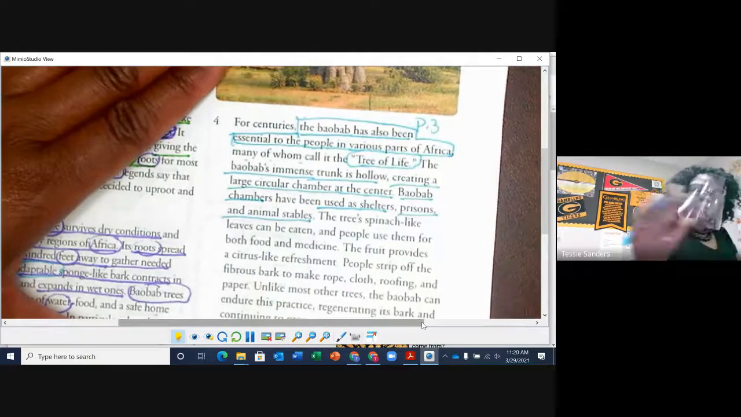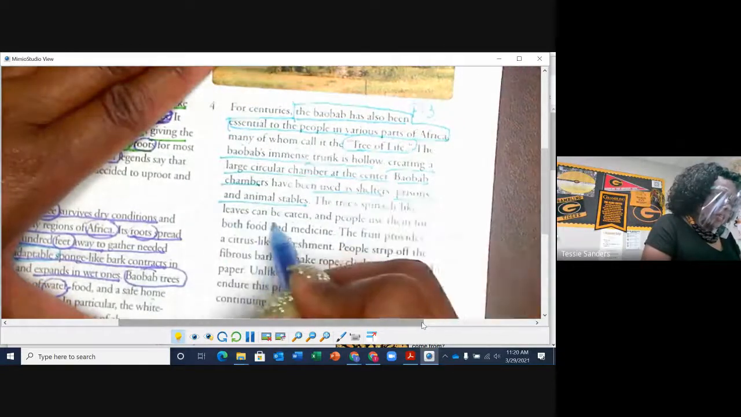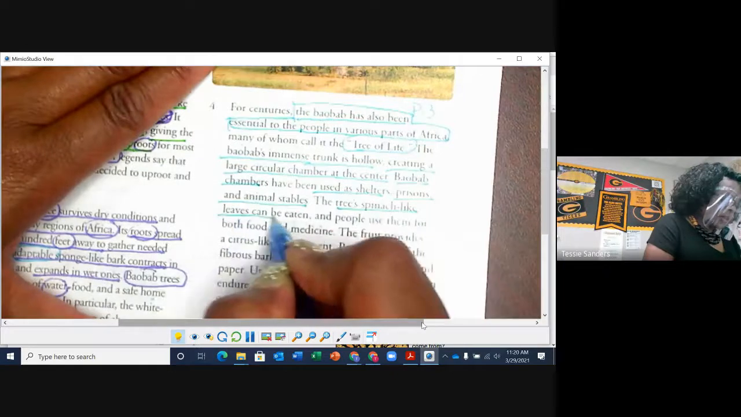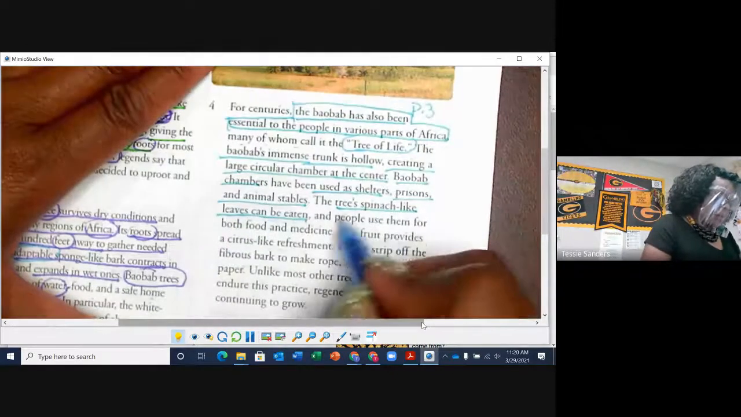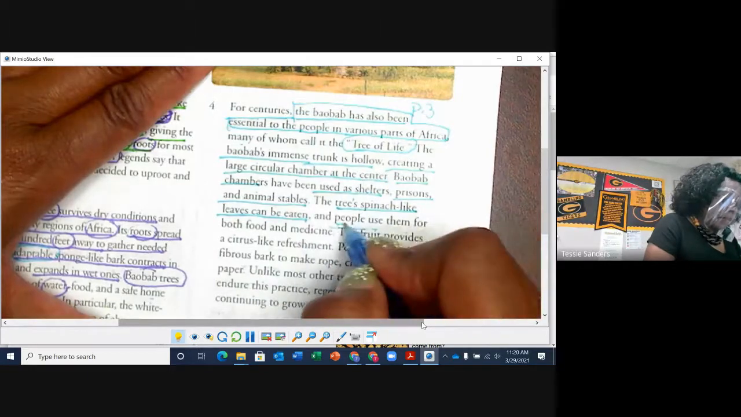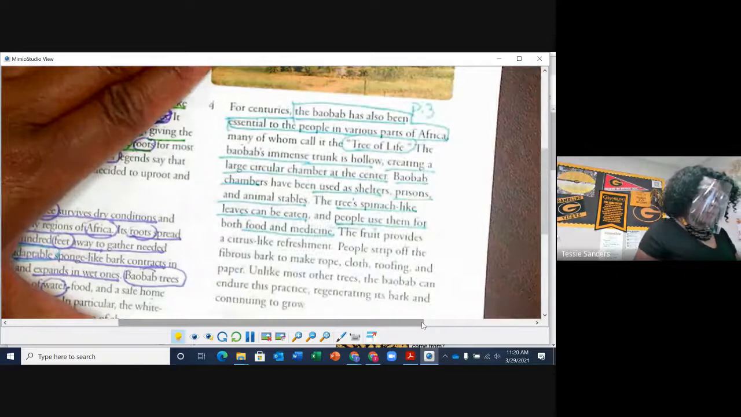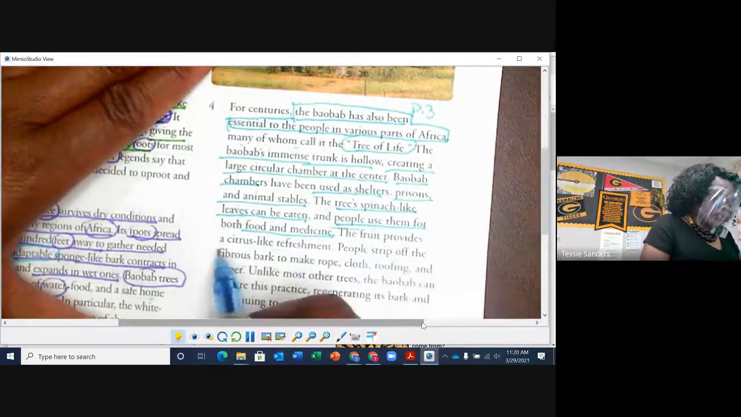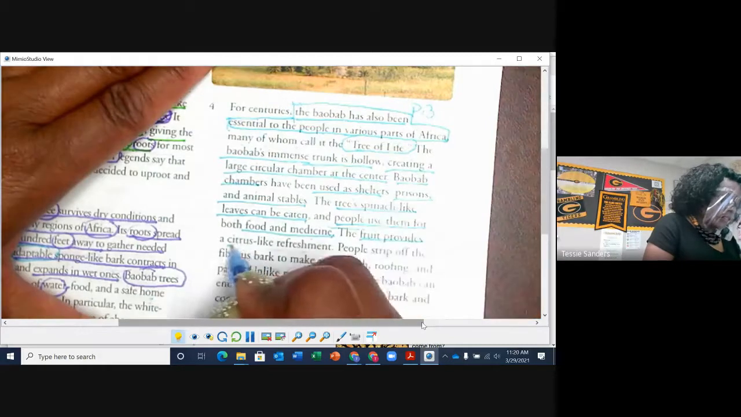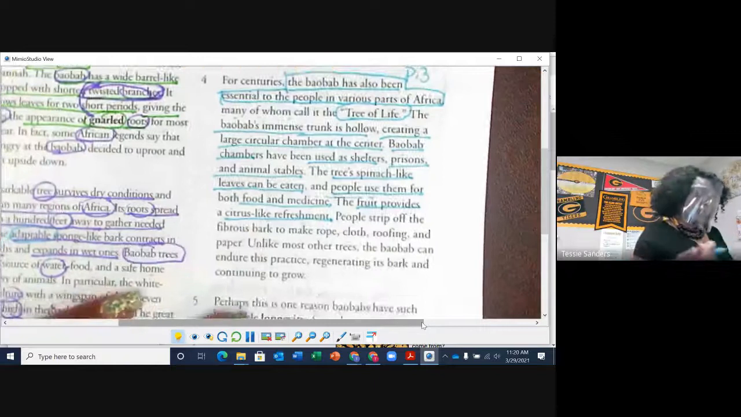What I do, you do. The tree's spinach-like leaves can be eaten. And people use them for both food and medicine. The fruit provides a citrus-like refreshment. Again, what I do, you do.